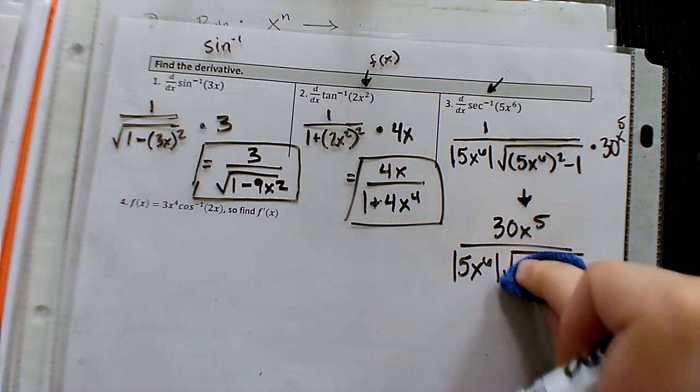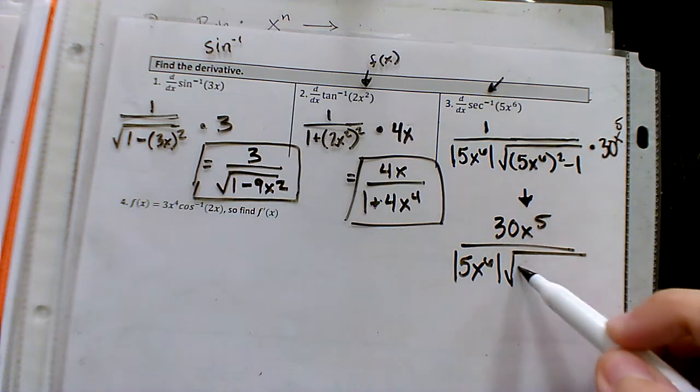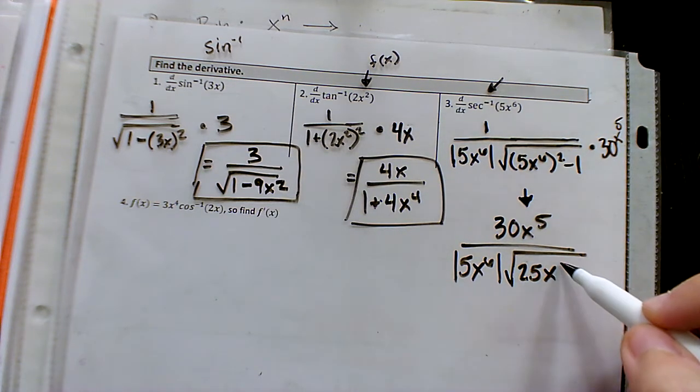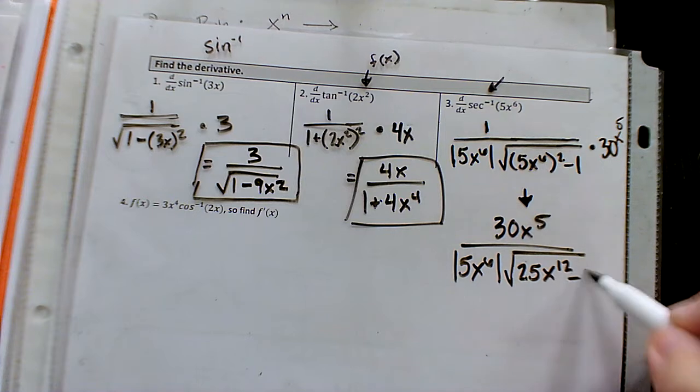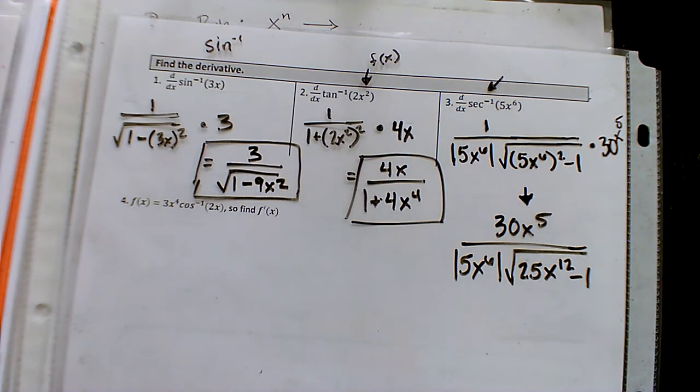Maybe we'll simplify the inside. 5x to the 6th squared, 25x to the 12th. Okay, power to a power, we're going to multiply. The question is, can we simplify it any more?